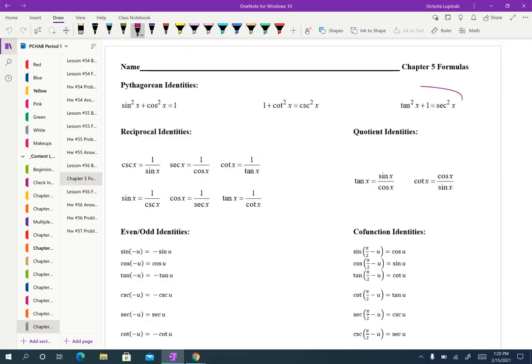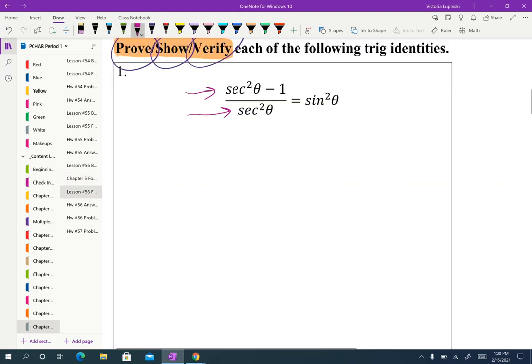If I look at my Pythagorean identities, if I go ahead and subtract the 1 to the right-hand side, secant squared minus 1 is going to be equal to tangent squared. So I'm going to go ahead and start by replacing the numerator with tangent squared of theta. And I'm going to leave the secant squared of theta just for a second.